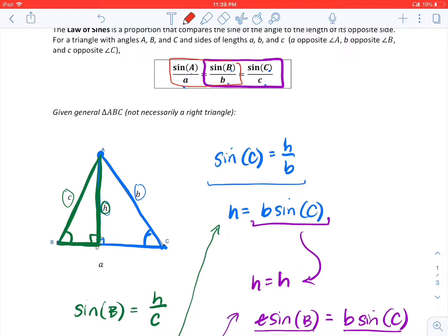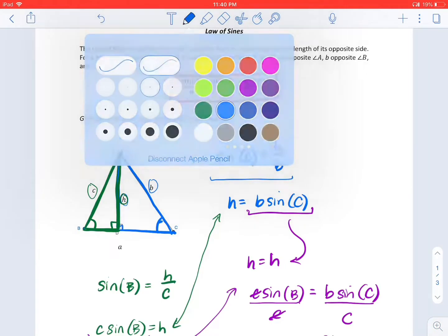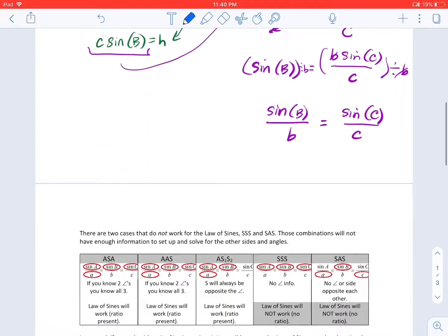And since I know that that ratio is equal to the sine of angle A over A, and it's equal to the sine of angle C divided by C, they must all be equal to each other. The law of sines holds true because of the ability to take a non-right triangle, draw in an altitude, and think of it as two right triangles put together to form that one triangle. Now that's just the general idea of the proof for you guys.